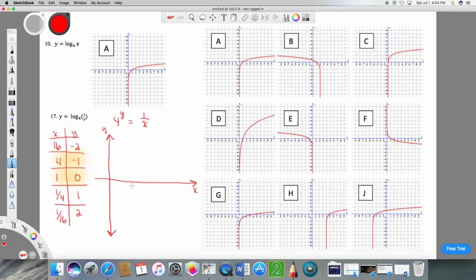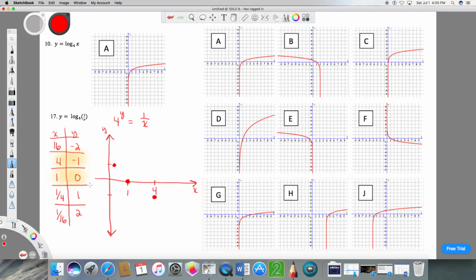So 1, 0 is the x-intercept. If this is 1, then I know that my graph is going to pass through that point. 4, negative 1: 4 is to the right over here, and negative 1 is below the x-axis. So here's roughly the point 4, negative 1. Now 1/4, comma 1: 1/4 is just a little bit past the origin and up 1. So it's about right there. This is not to scale. I'm just kind of eyeballing it.